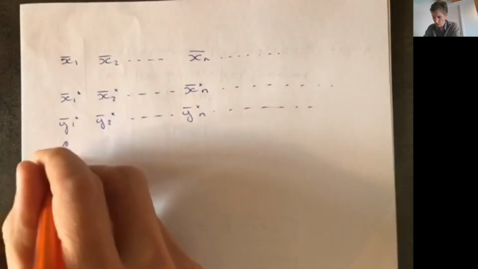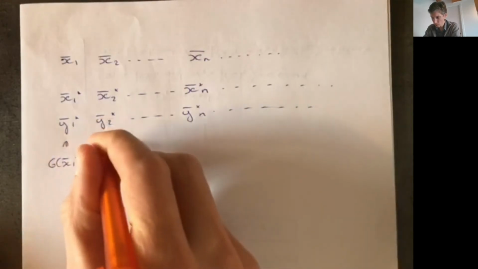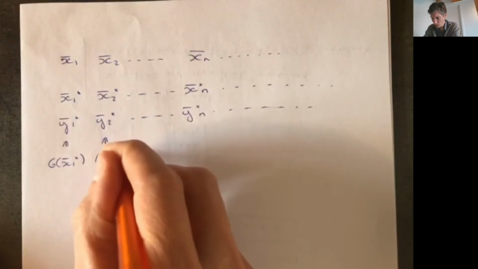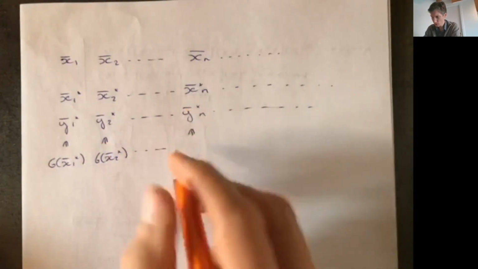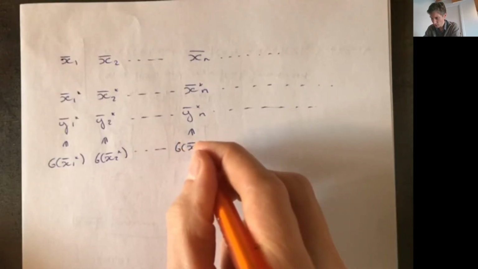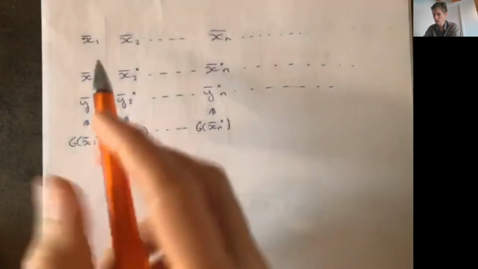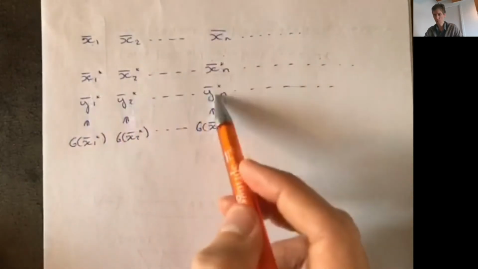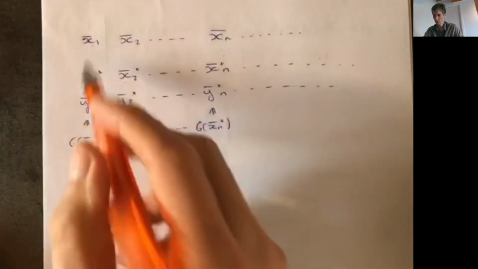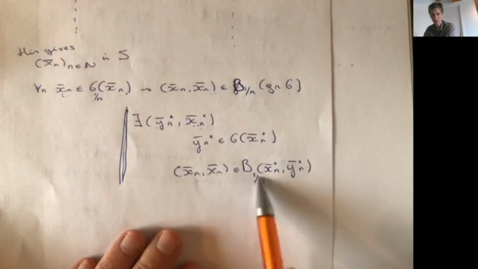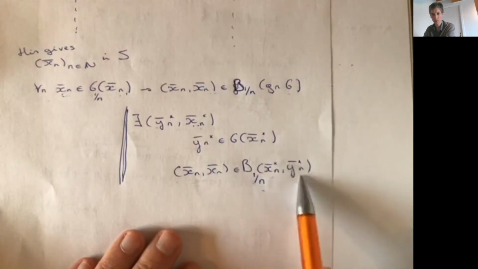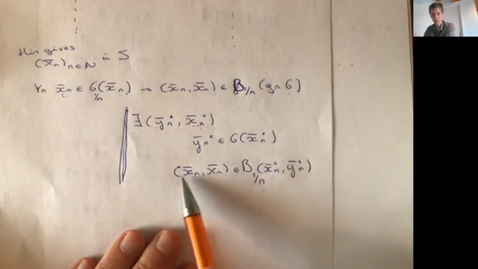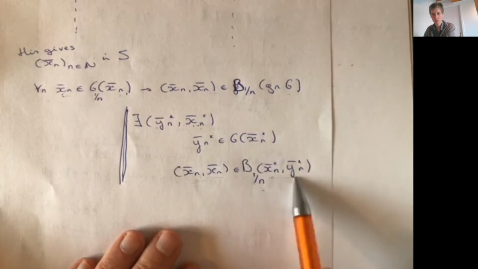And this y1 star is in G of x1 star, y2 star is in G of x2 star, and so on. yn star is in G of xn star. And the distance between these two goes to 0. The distance between the first sequence and the third sequence also goes to 0. Why is this? Because xn is in the ball of radius 1 over n of xn star, yn star. So if n goes to infinity, this sequence here goes to this sequence here.